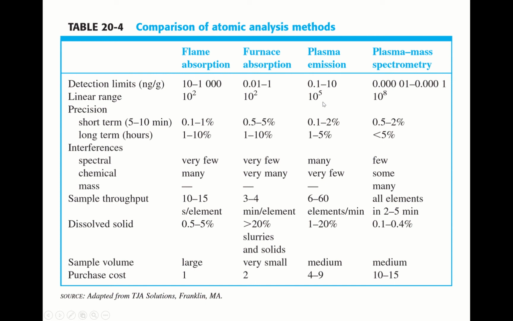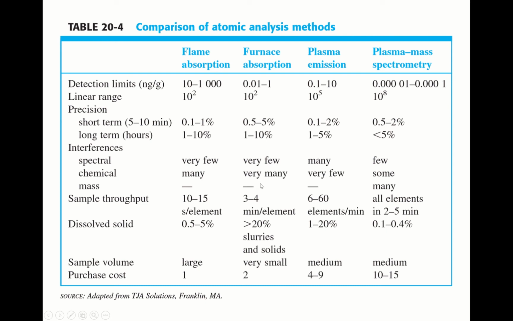We can only secure a narrow linear range there. But for plasma mass spectrometry, linear range is 8 orders of magnitude. Also, detection limit is quite low. Extremely sensitive. Precision is also not very different. And interference: spectral, chemical, mass. For example, for atomic absorption spectroscopy, spectral interference is very few, but the chemical interferences are many.